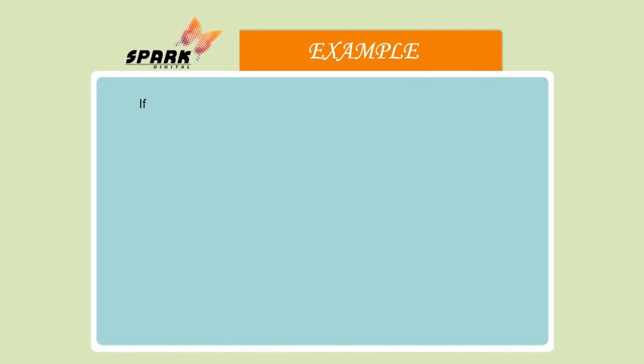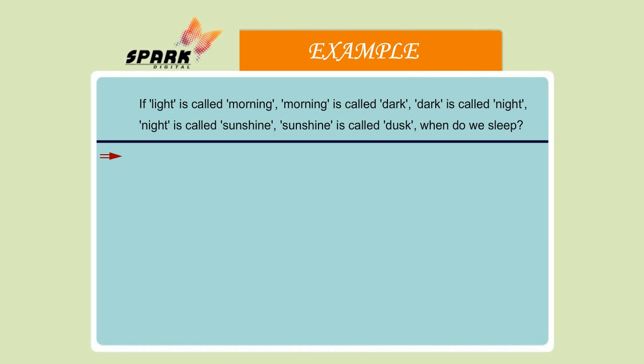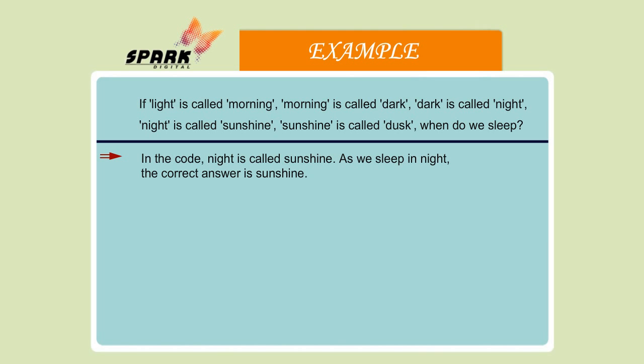If light is called morning, morning is called dark, dark is called night, night is called sunshine. Sunshine is called dusk. When do we sleep? In the code, night is called sunshine. As we sleep in night, the correct answer is sunshine.